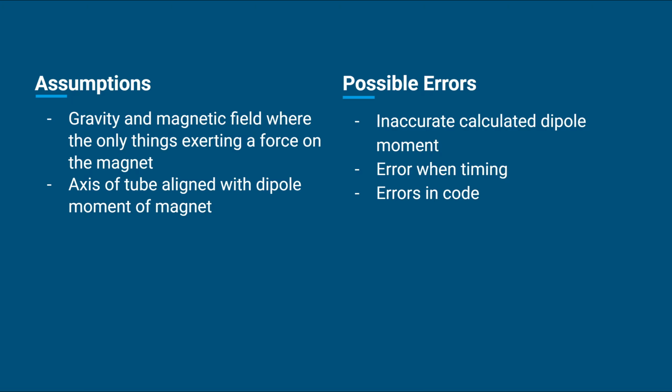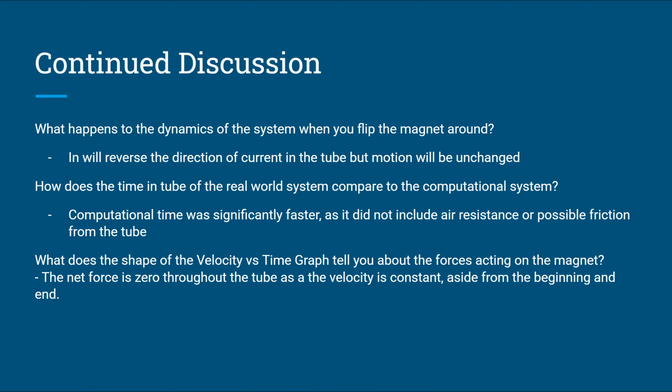A few assumptions we made within this lab are that gravity and the magnetic field were the only things exerting a force on the magnet, and that the axis of the tube was aligned with the dipole moment of the magnet. A few possible errors: we could have inaccurately calculated the dipole moment. This seems to be evident based off our data from the last lab and the very large difference versus the experimental value. Also, errors when timing could have resulted, and also just general errors in coding and calculation.